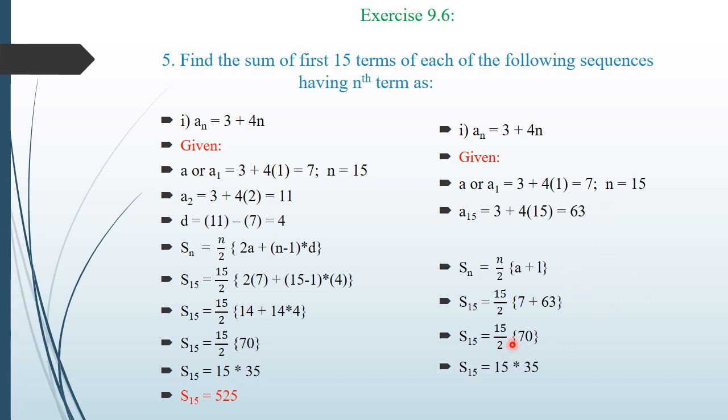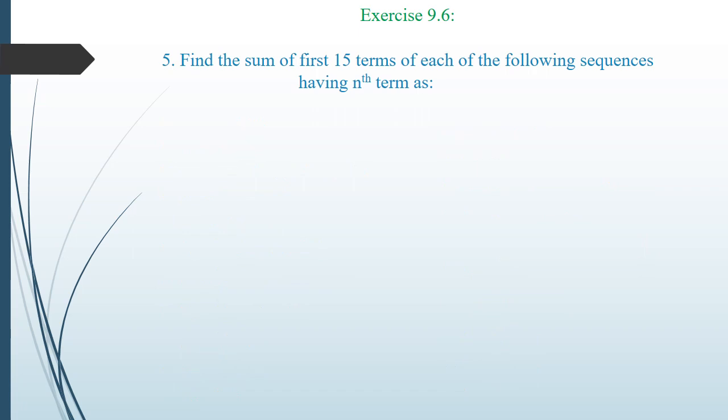Substituting all the values, I'll be getting 15 by 2, 63 plus 7 is 70. Again 70 by 2 is nothing but 35. 15 into 35 will give me 525. Here we need not calculate the common difference d, and just one more extra term that we need to calculate is the 15th term. Coming to the next sub question of question number 5.